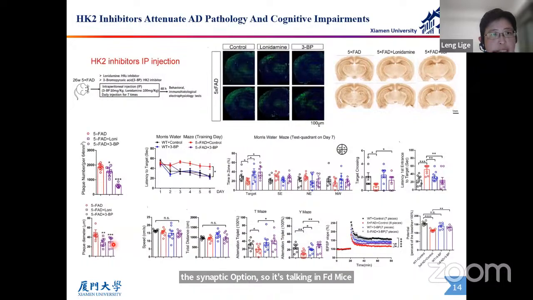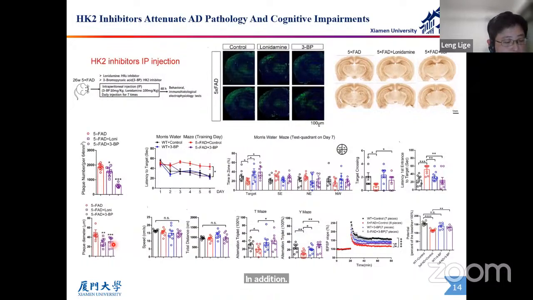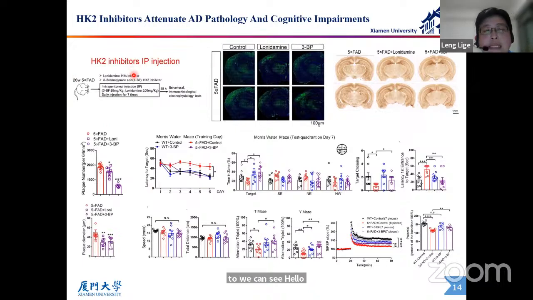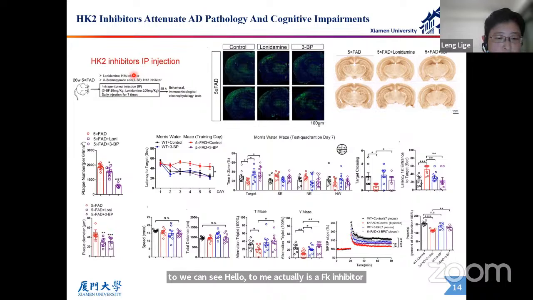In addition, HK2 has some inhibitors. HK2 inhibitors lonidamine and 3BP were used to assess the effect of HK2 pharmacological inhibition on AD-related pathology. We can see lonidamine actually is an HK inhibitor, and 3BP is an HK2 inhibitor.